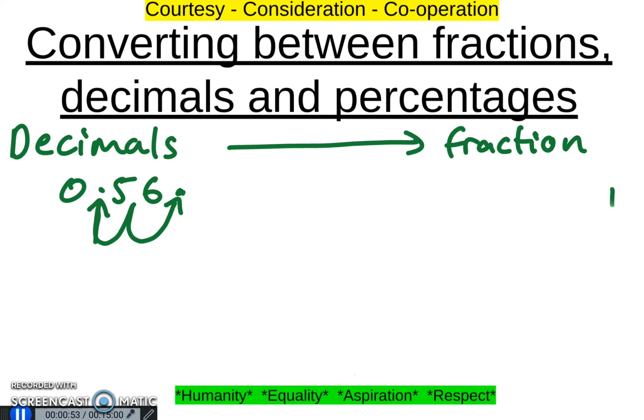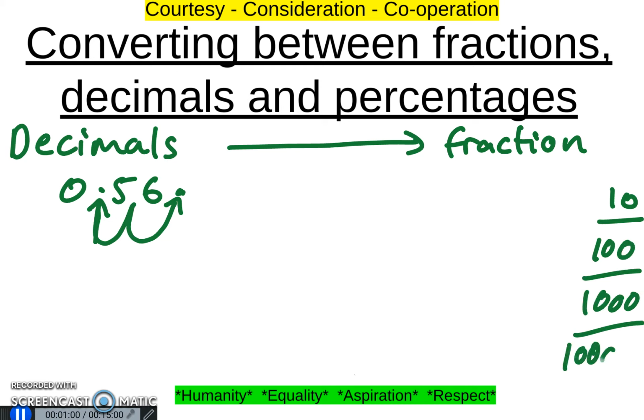Is it going to be 10, 100, 1,000, 10,000, and so on, guys? Now as you can see, I moved it twice. Which one has 2 zeros? That's going to be 100. So 0.56 as a fraction will be 56 over 100.